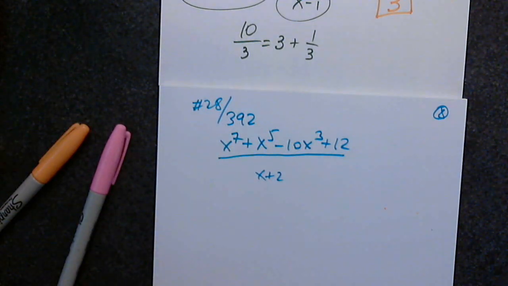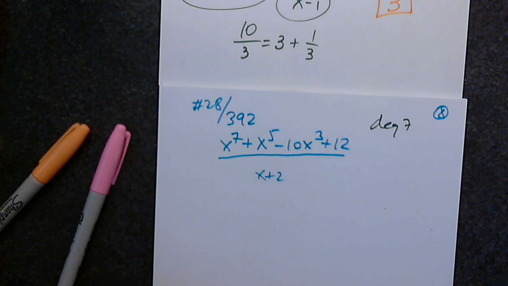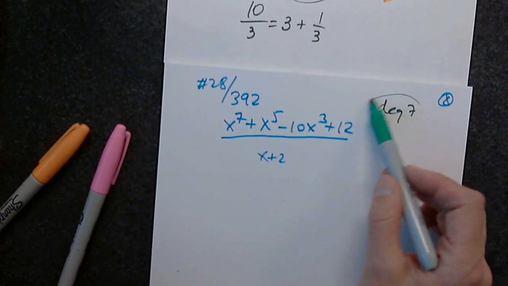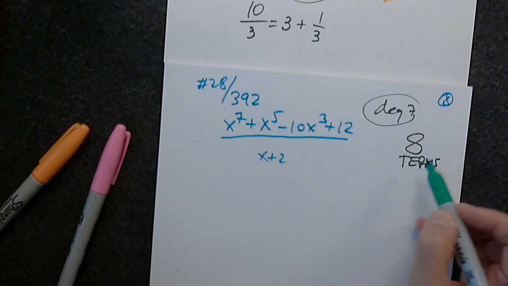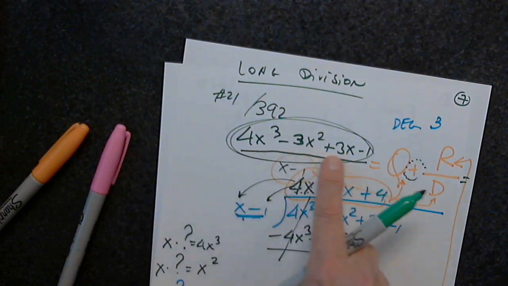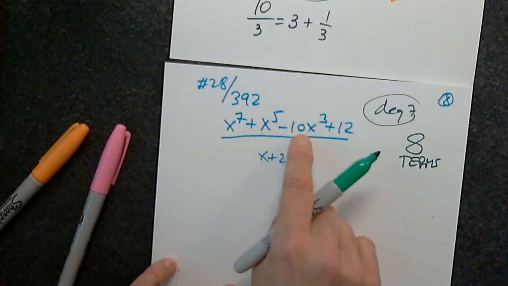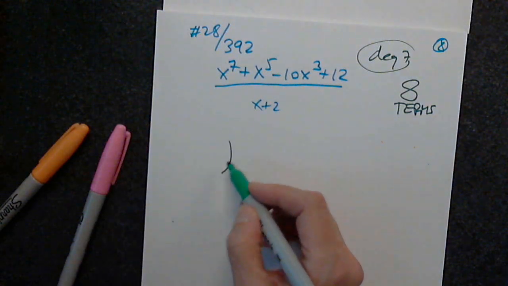Degree 7. First of all, because it's degree 7, I completely agree. The second thing is because it has plenty of missing terms. If the degree is 7, the polynomial has to have 8 terms. If the degree is 3, the full polynomial should have 4 terms. But it only has 1, 2, 3, 4. So how many are missing? 4 terms. So let's start.